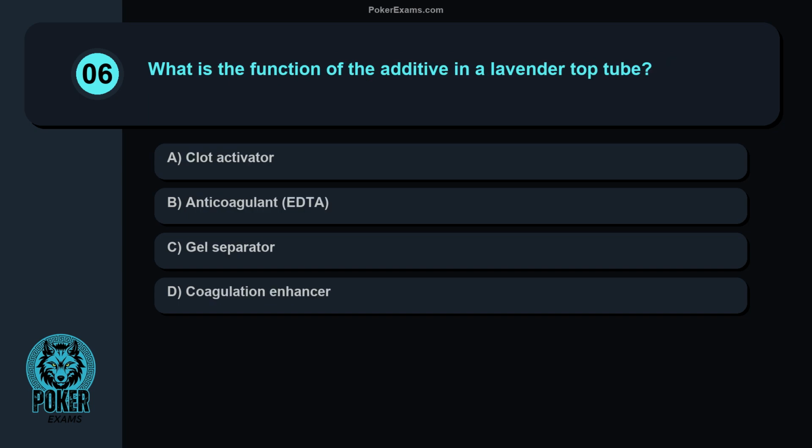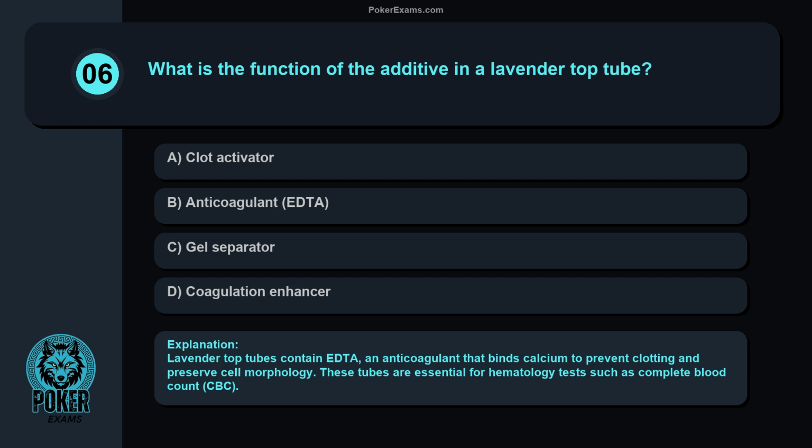Question 6. What is the function of the additive in a lavender top tube? Clot activator, anticoagulant EDTA, gel separator, coagulation enhancer. Lavender top tubes contain EDTA, an anticoagulant that binds calcium to prevent clotting and preserve cell morphology. These tubes are essential for hematology tests such as complete blood count (CBC).